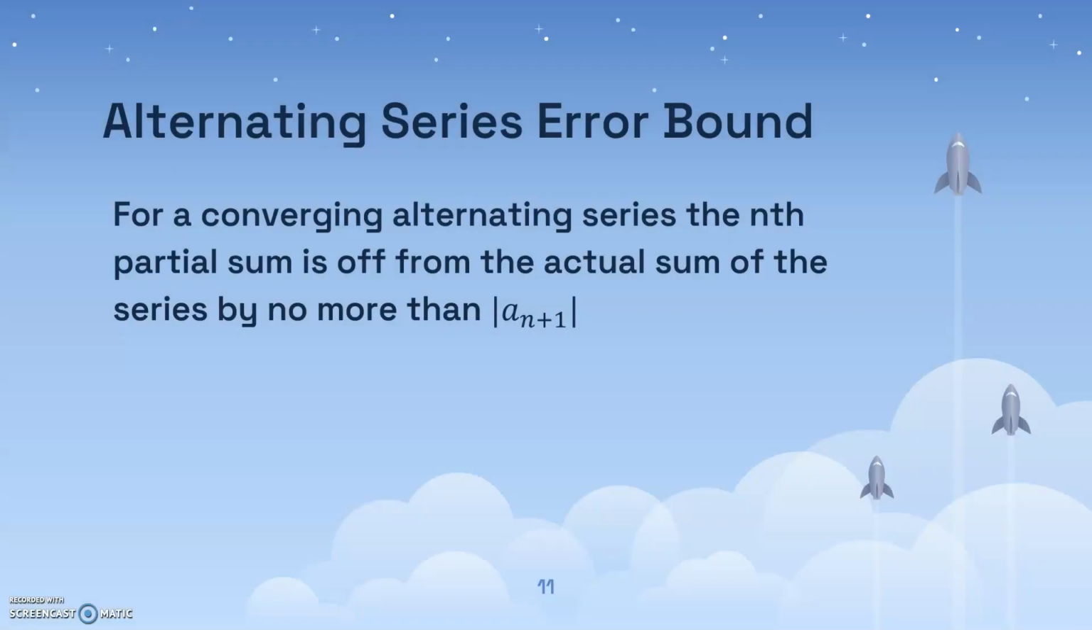So here is how the alternating series error bound works. If you have a converging alternating series, the nth partial sum is off from the actual sum of the series by no more than the next term. I put absolute value signs around it because that tells you the size of your error, but you can also look at the sign of it to know whether you have an overestimate or an underestimate of the value.